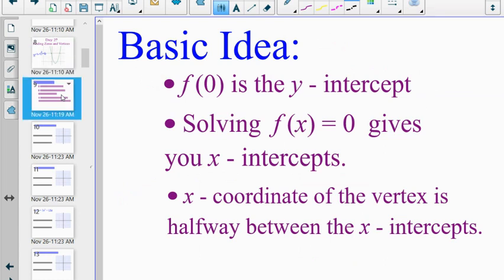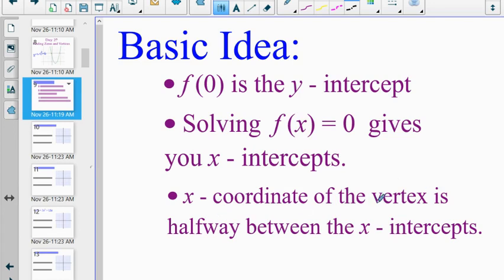The basic idea for today, as we're looking at graphs and trying to figure out where the vertex is and where the intercepts are: the easy intercept to find is always the y-intercept, because all you have to do is plug in 0. f of 0 is the y-intercept. The second one is a little bit more difficult: finding when the function is equal to 0 gives you the x-intercepts, the places where the y value is equal to 0. And this is going to be a key one for us today.